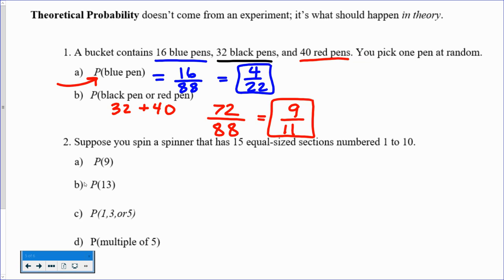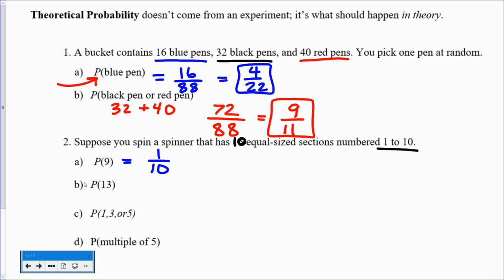Okay. Number 2, suppose you spin a spinner that has, I have a typo on this one. Let's change that to 10. You have 10 equal size sections numbered 1 to 10. Okay, I didn't want 15 equal size sections numbered 1 to 10. Okay, so 10 sections, one number, 1, 2, 3, 4, 5, 6, 7, 8, 9, 10 on that spinner. Okay, so part A, this means what is the probability that you land on a 9? Well, there is only one 9 out of the 10 sections, so 1/10 is my probability.